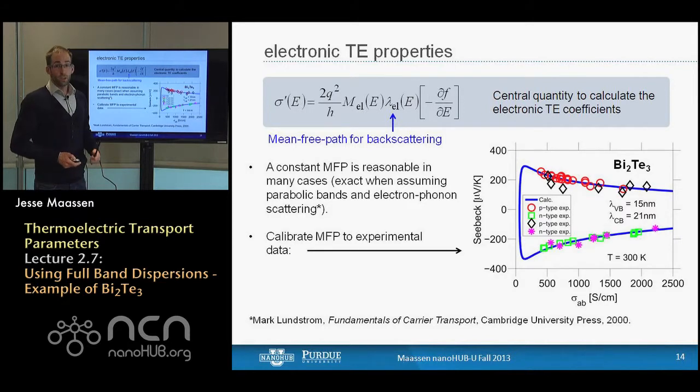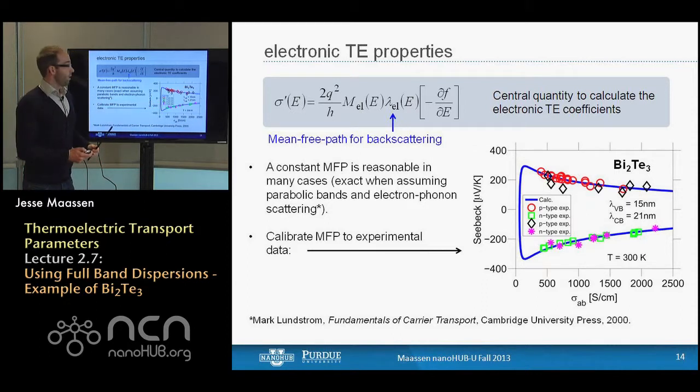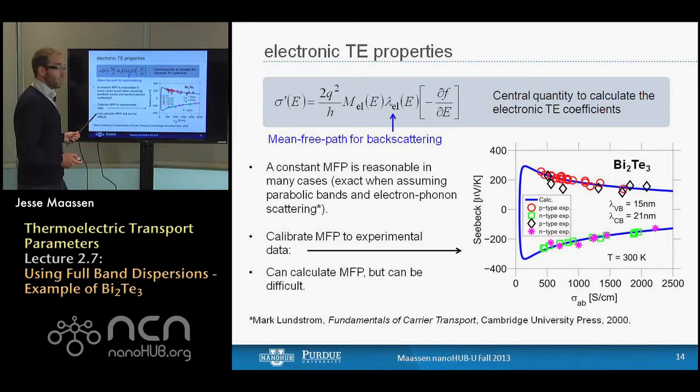And just to show how it works, we can go ahead and calibrate our mean free path to experimental data. So here on the right, I show Seebeck versus electrical conductivity. And all the markers here are experimental data points, and then the blue curve is theory. And what we find is by using a mean free path of 15 nanometers for the valence band and 21 nanometers for the conduction band, we can essentially reproduce all of the experimental data very nicely. So this gives some validity to this approach of a constant mean free path. But I also want to mention that you can calculate the mean free path directly from first principles, but this can be tedious at times and can be quite difficult.